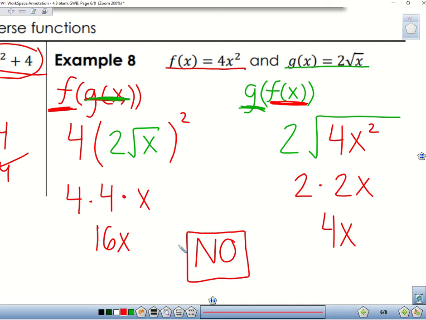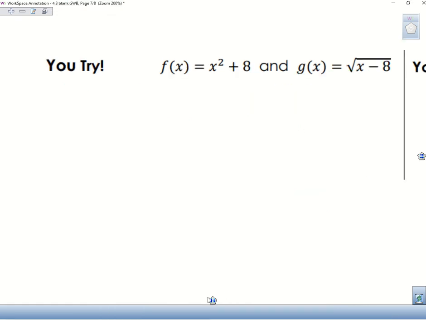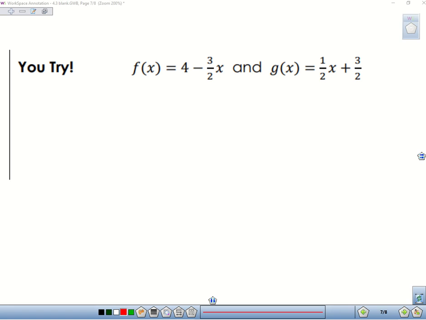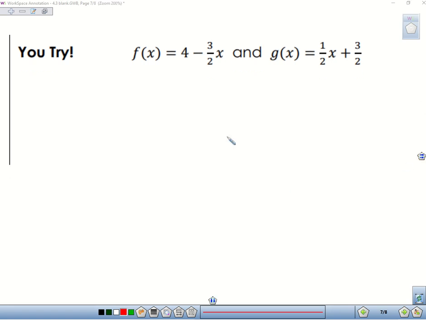Alright, so we have 2 try on your own problems. You guys want me to do them with you or you want to try them? Alright, I'll do the fraction one and then you guys can try the second one. Sound good? Alright, so let's do the second one first so that we can do this together and then you guys will try the first one on your own.